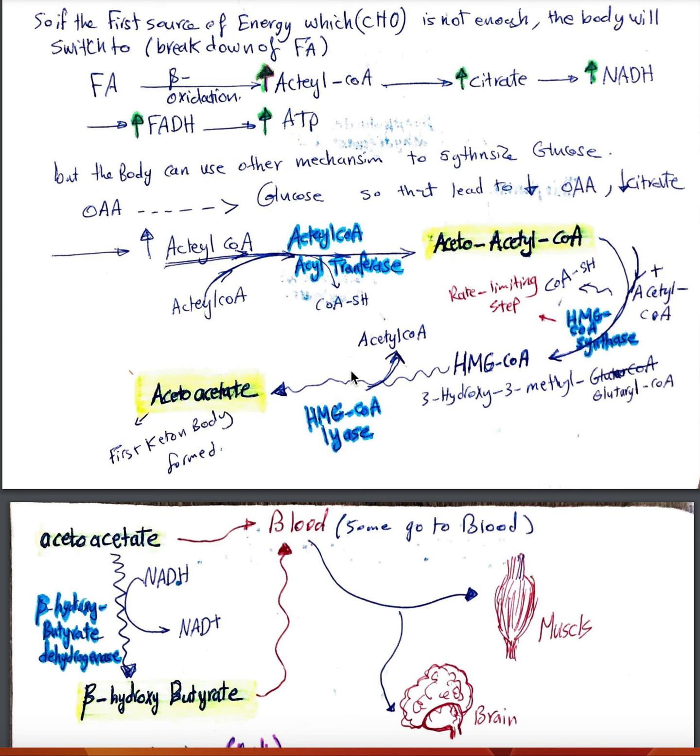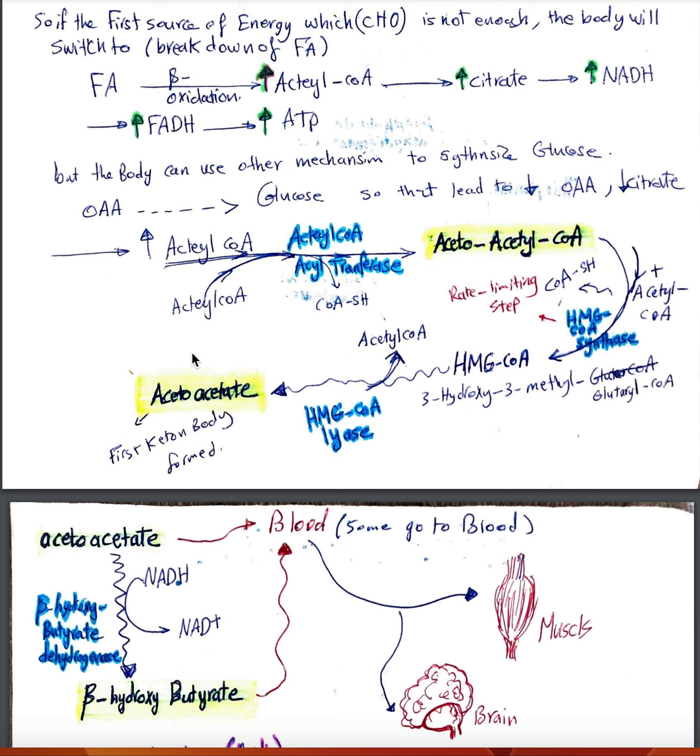By the enzyme 3-hydroxy 3-methyl glutaryl coenzyme A lyase, which means breaking down this product, it leads to the formation of acetoacetate, and acetoacetate is the first ketone body. We have three ketone bodies, and this is the first one.